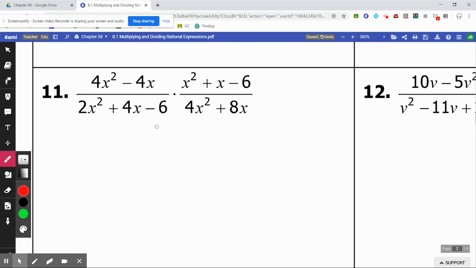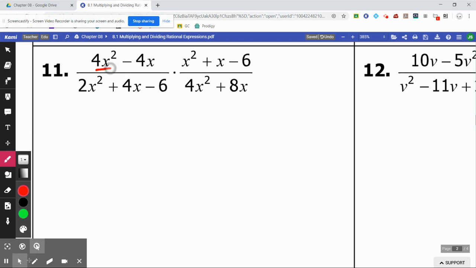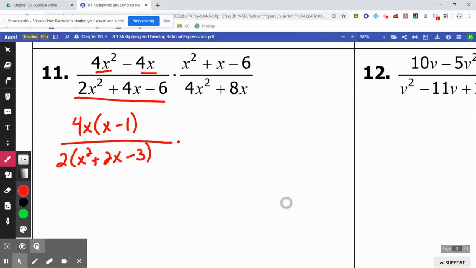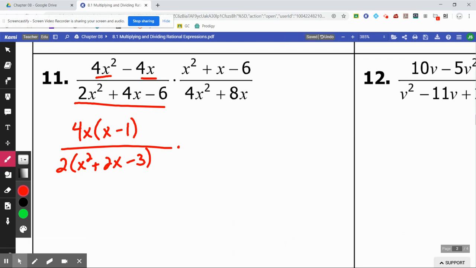So let's go ahead and factor everything that we can factor. Here, you're going to factor out a 4x. You're left with an x minus 1. Over here, we're going to factor out a 2. You're left with x squared plus 2x minus 3. That'll factor again. Up here, 2 sets of parentheses.